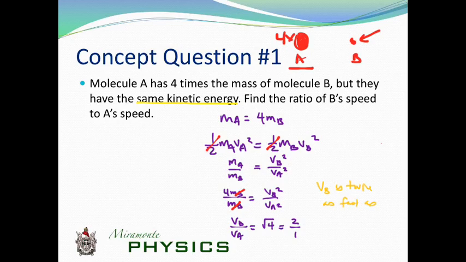So in other words, B has to be going twice as fast as A in order to have the same amount of kinetic energy. And that makes sense, right? Because this equation is more reliant on the speed. It's the speed squared. So the speed is going to play a greater role in providing kinetic energy than the mass. All right, that concludes our lesson.